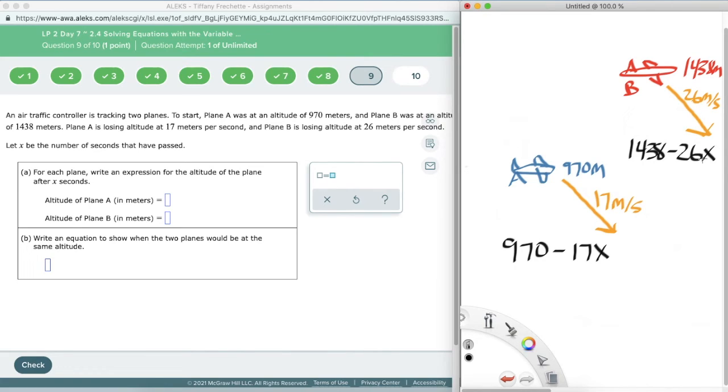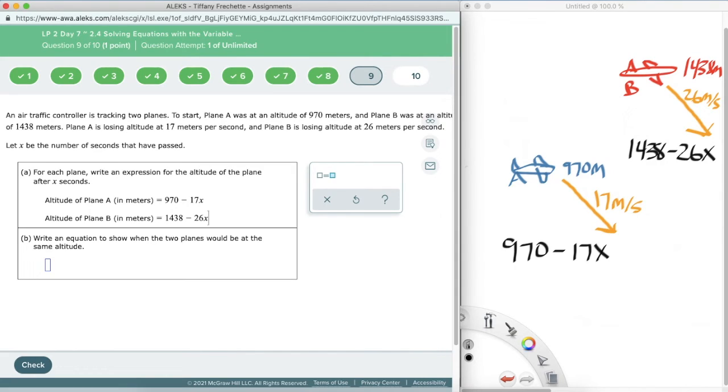I just need to type these in. Make sure you type them into the correct spot here. It should be plane A and then B, but just make sure you're reading and putting them in the correct place, because otherwise Alex will mark you wrong because it's not the correct expression for the plane if you type them in the wrong spot.